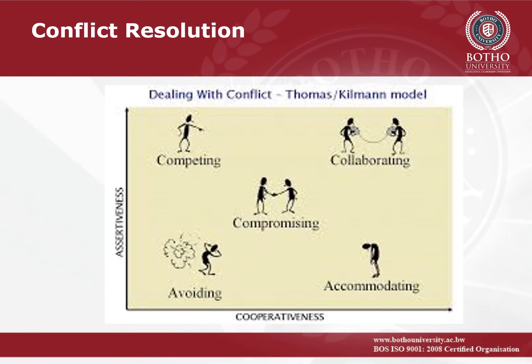Accommodating equals trying to satisfy the other person's concerns at the expense of your own. Compromising equals trying to find an acceptable settlement that only partially satisfies both people's concerns. Competing equals trying to satisfy your concerns at the expense of others. Collaborating equals trying to find a win-win solution which completely satisfies both people's concerns.